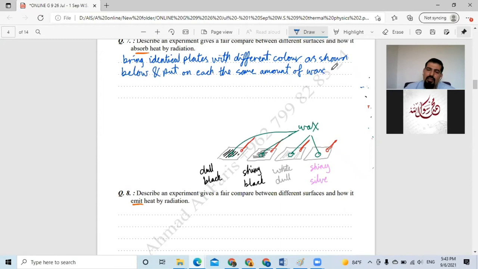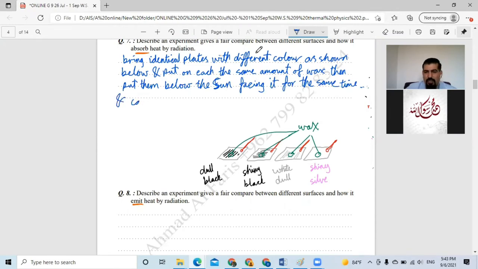Put the same amount of wax below the sun, facing it, for the same time. And observe which one the wax will melt first on.